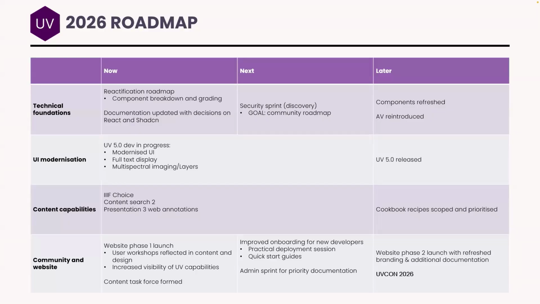Now, we've made progress for improving documentation available to developers. We're still getting feedback that getting started is a challenge, so we're designing a practical deployment session and quick start guides that will be available on phase 2 of our new website. And the end goal here is really a coordinated release of UV5 with all those developments included, and phase 2 of the website with refreshed branding and more useful documentation.